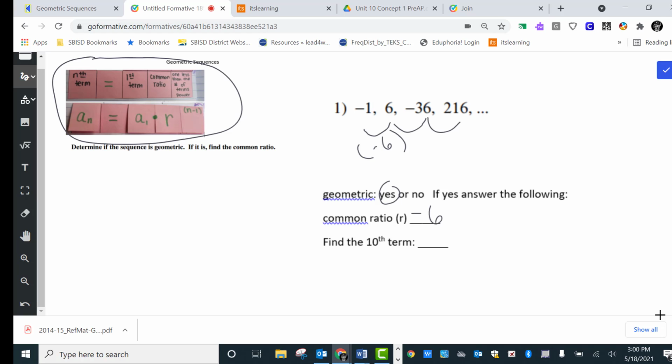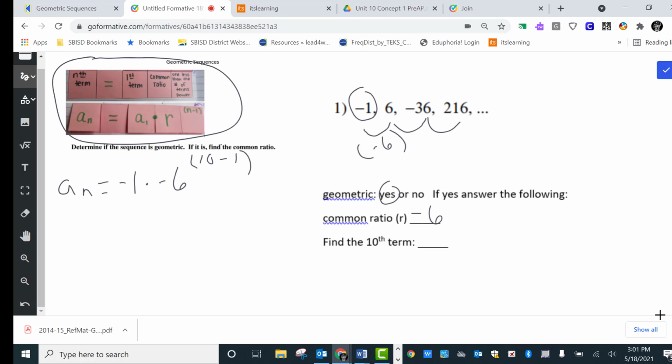So if I'm finding the 10th term, I'm going to write a_n equals, the first term in this sequence is -1 times, r stands for common ratio, that was -6, and then I'm going to put that to the n minus 1. So I'm looking for the 10th term, so I put 10 minus 1. Okay, so now I have -6 to the power of 10 minus 1, and then multiply that by -1.